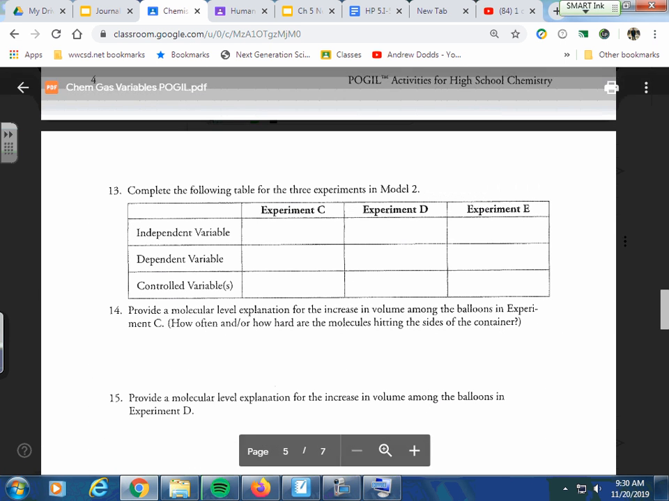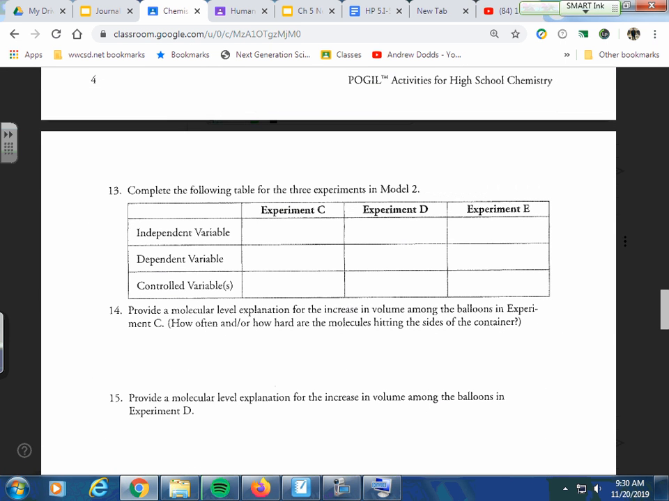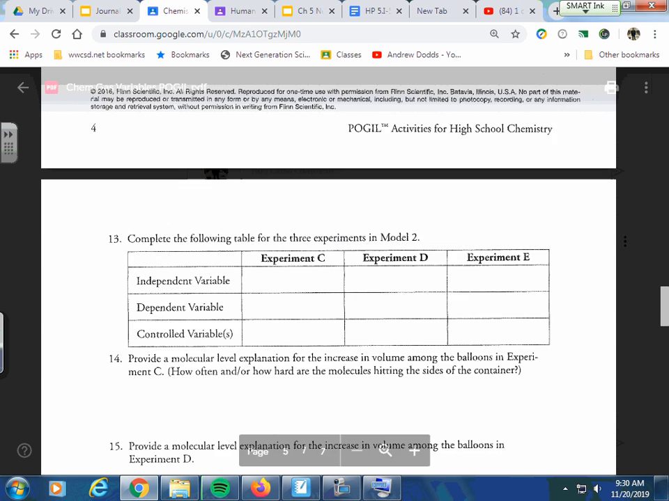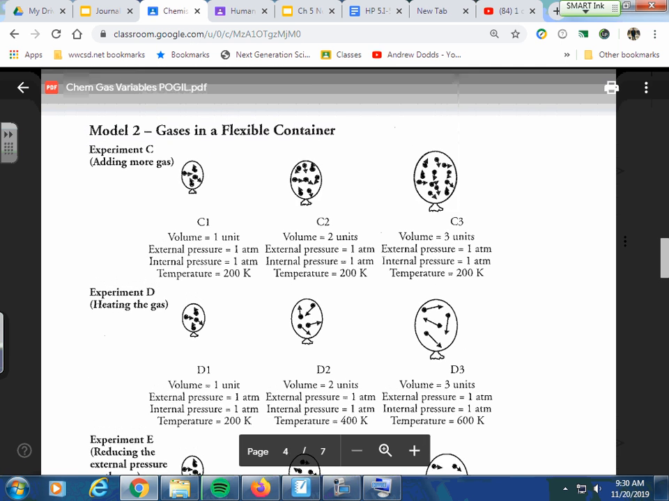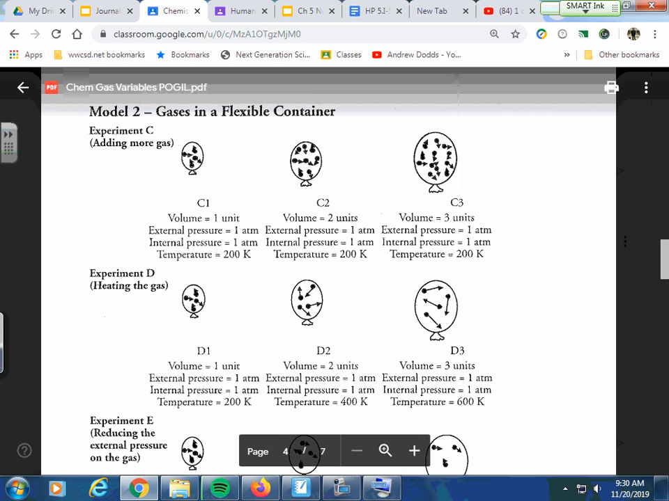All right, so 13, we have a table here. We've got to find the independent variable, which we know is really what we call the manipulated variable. We've got to know the dependent variable, and then what are the controlled variables, the variables that aren't changing, right? So let's go back and look at the actual experiments, see if we can identify these things. Big clue that we got from doing the assignment yesterday and going over it yesterday was that this tells you really what the independent variable is, because it tells you what you're doing in the model.